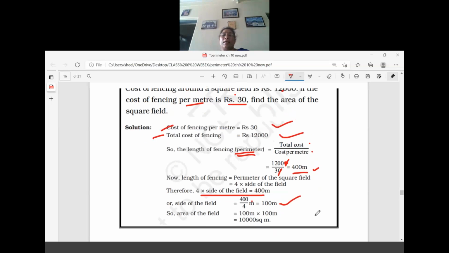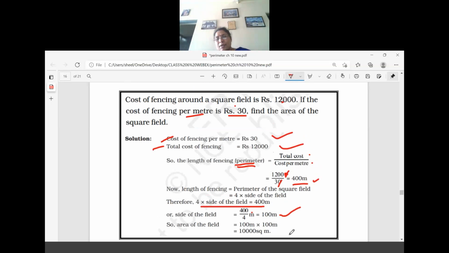Now how to calculate the area of the square? Side into side only. So 100 meter into 100 meter, right? We have the cost of fencing given, and the cost per meter as well as the total cost is given. From that, what we have calculated? The perimeter. We calculated the perimeter as total cost by cost per meter only. So we got the answer 400 meter.